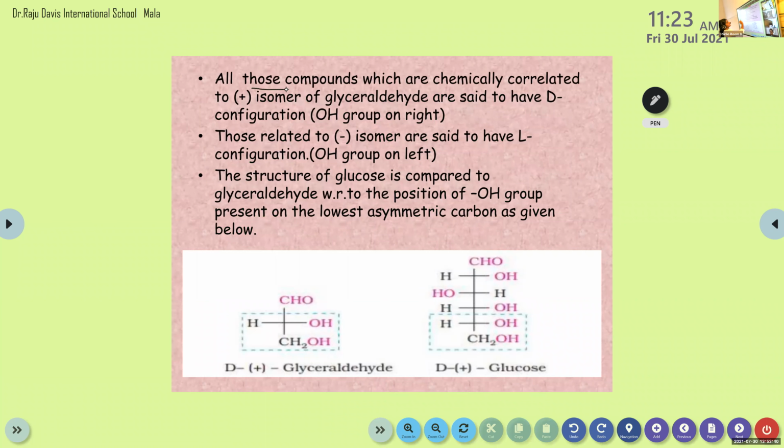All those compounds which are chemically correlated to plus isomer. I told you there are two forms for glyceraldehyde, and those compounds which are chemically or structurally correlated to plus isomer of glyceraldehyde are said to have D configuration. Then you compare these two figures. This is the plus form of glyceraldehyde, and this is the structure of glucose. When you look at both these figures, here the hydrogen is on the left side in the case of plus form of glyceraldehyde, and here also it is on the left side, right?